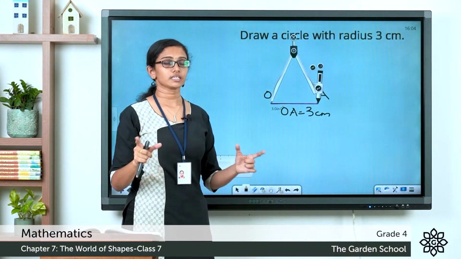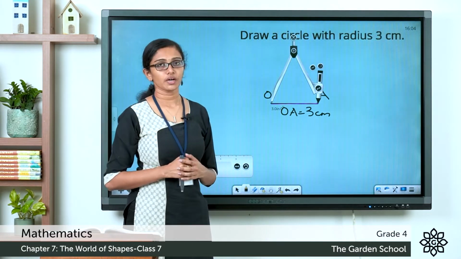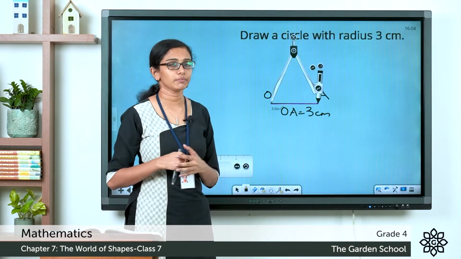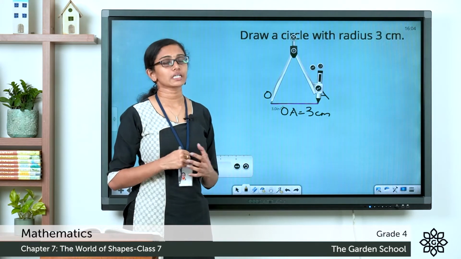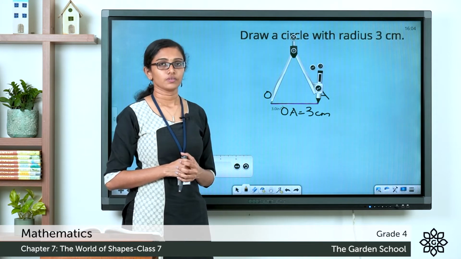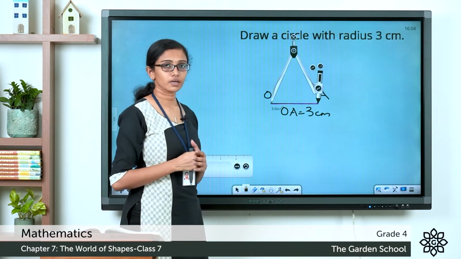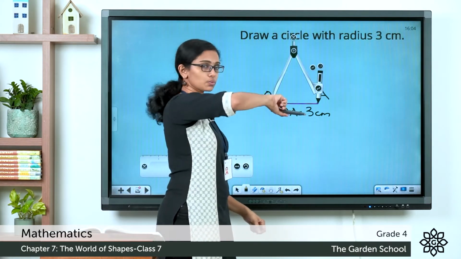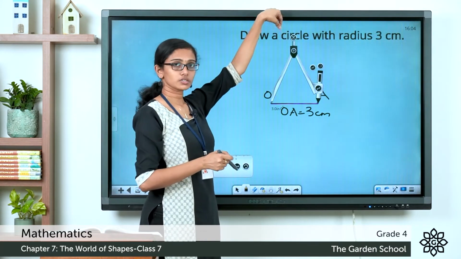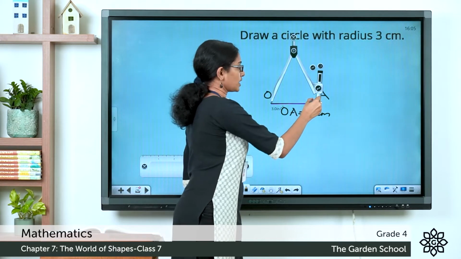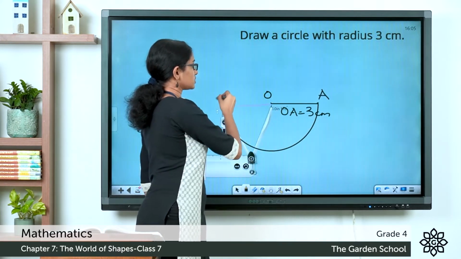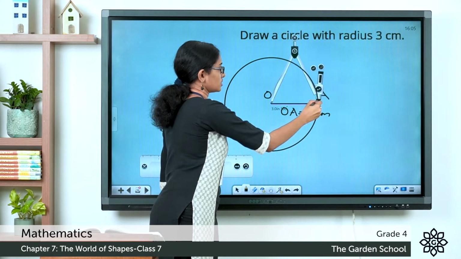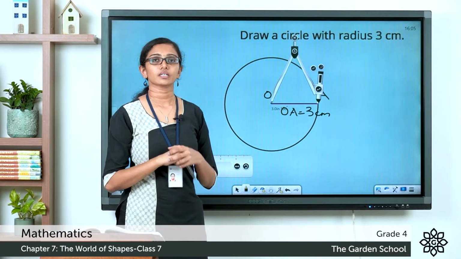So you are measuring the radius of the circle. Make sure you have the metal pointed end and the tip of the pencil at the same level so that you can draw the circle properly. Now, the next step is to hold the compass intact. Then you have to rotate it holding the top of the compass. You have to rotate the compass to draw the complete circle.